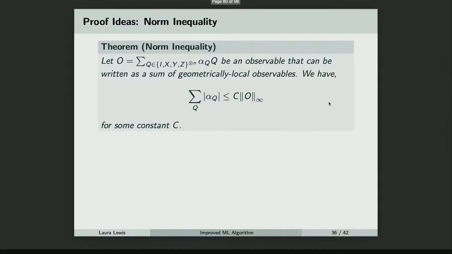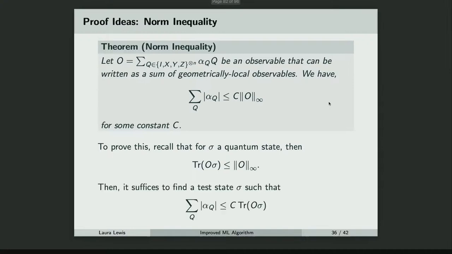And the way we prove this norm inequality is the following. We know that for any quantum state, I call it sigma here, trace O sigma is bounded above by the spectral norm of O. So in order to prove this norm inequality, all that we need to do is show that there exists some state sigma such that the one norm of the Pauli coefficients is bounded above by some constant times trace O sigma. That's exactly what we do in this proof. It's a little bit of a complicated construction, so I won't show it here, but we do construct this state sigma such that this inequality holds.